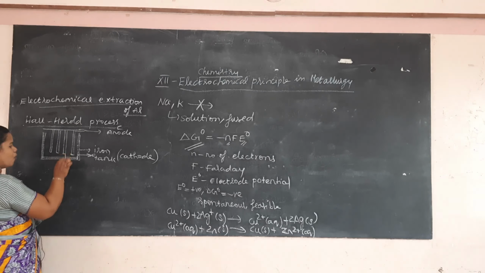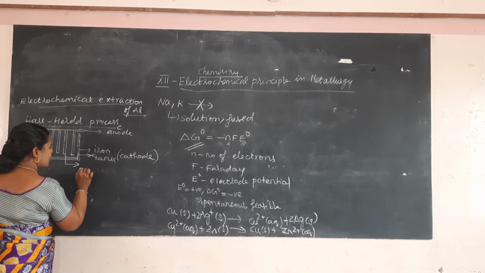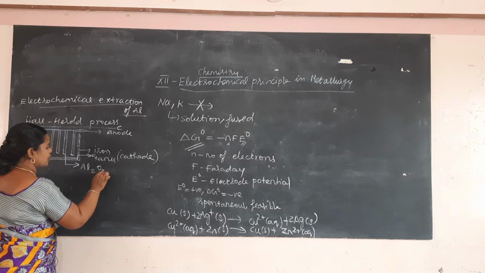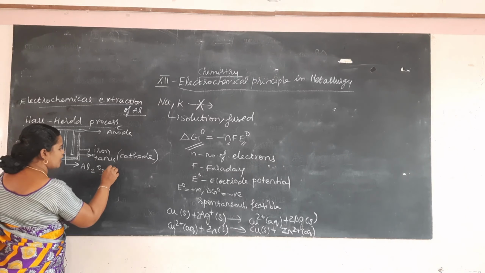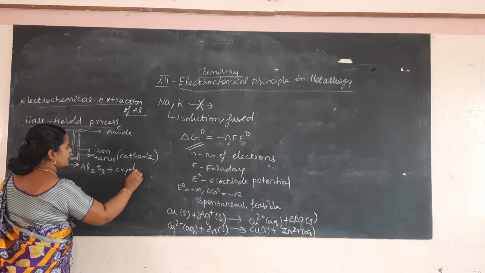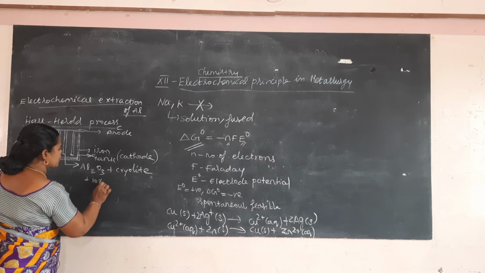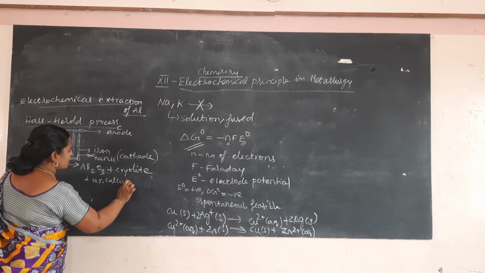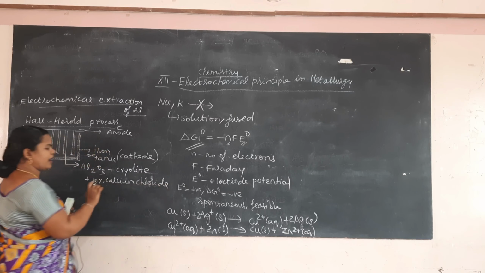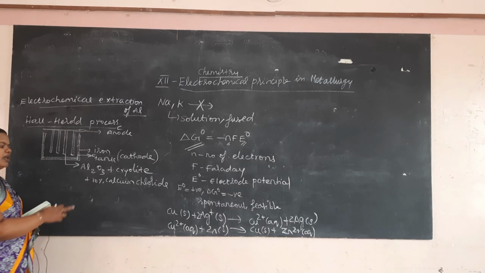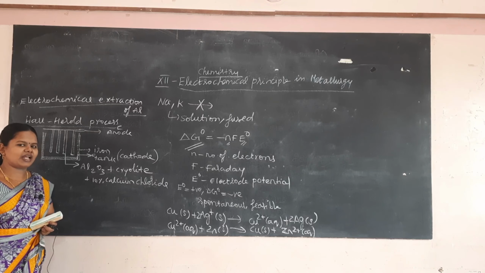And what is the electrolyte taken? It is the extraction of aluminium, so I am going to take alumina, that is Al2O3, which is obtained from bauxite. Already we saw alumina plus cryolite. We are adding alumina with molten cryolite and 10% calcium chloride solution. Why are we adding 10% calcium chloride solution? It will lower the melting point of the metal.